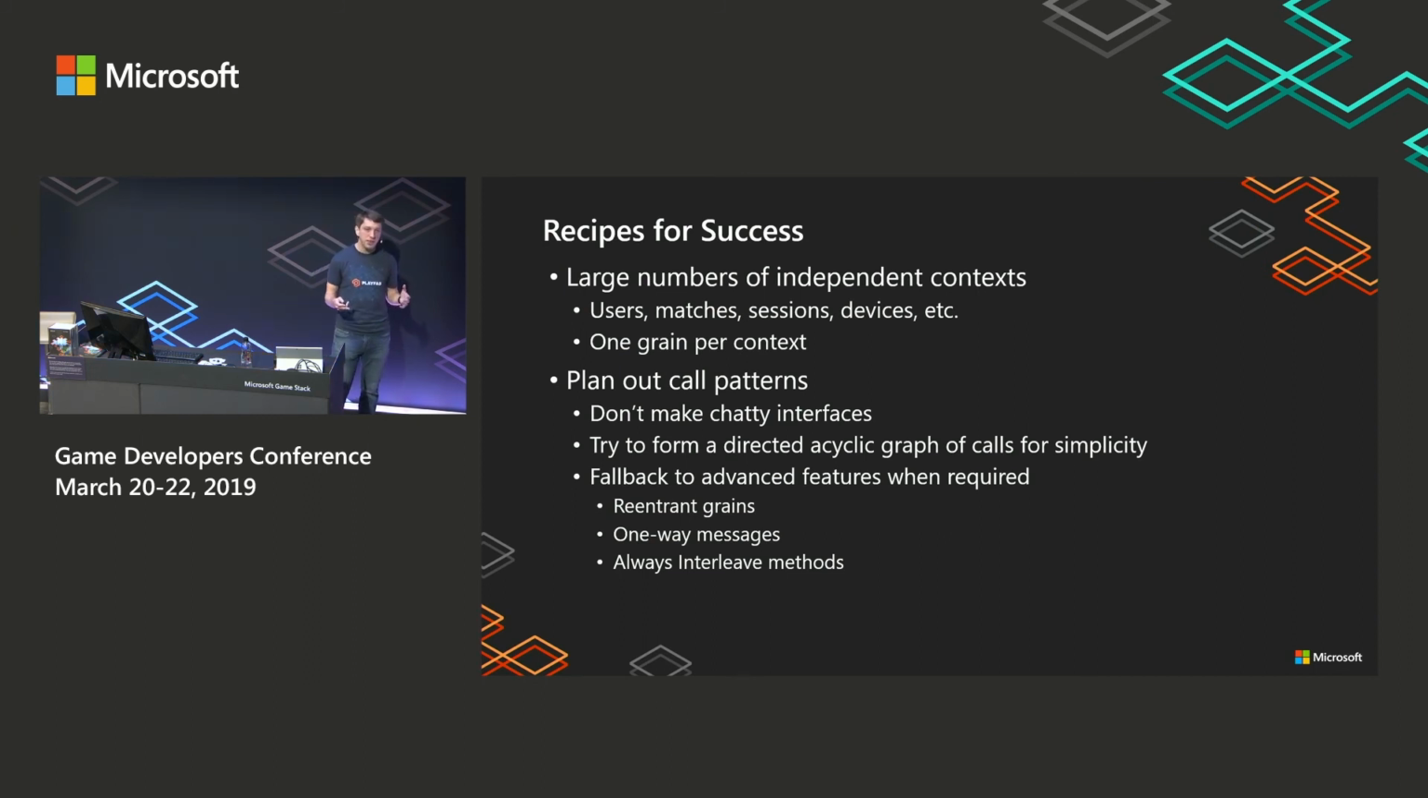So I've talked a lot about the Orleans system, and I want to talk now about how you can be successful building out services on this system. One thing that you need is a large number of independent contexts. The good news is that you probably have that if you're building game services. They're your players, they're your matches, they're your sessions. Just pick one and make a grain for every one of these contexts.